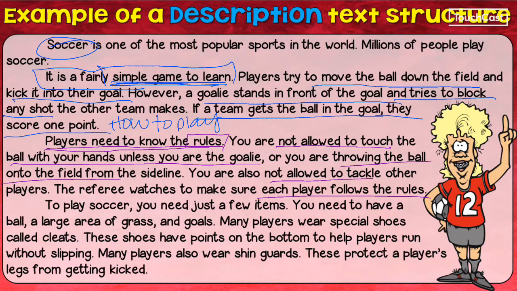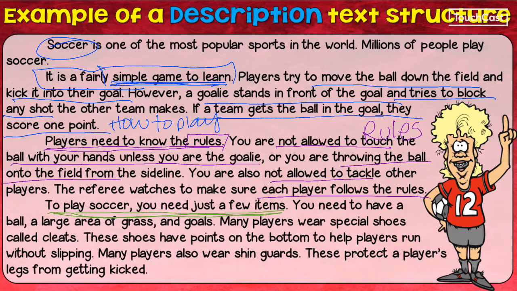So this whole paragraph was about rules. Probably didn't give me all of the rules, but it did describe some of the rules to me. And then as I read the last paragraph, to play soccer, you need just a few items. So I wonder if this is going to be our topic sentence to tell us what this paragraph is describing, like it has in the other 2 paragraphs.